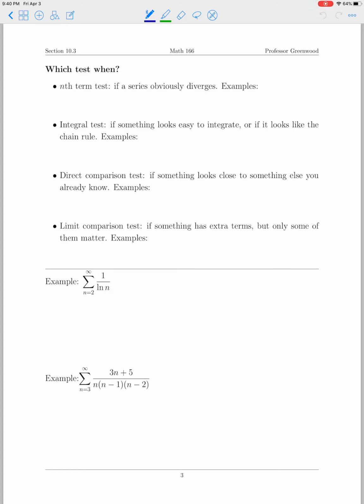At this point, we've seen a bunch of different tests to tell whether or not a series converges or diverges. And the question is, how do you know which test to use when you're faced with a particular problem? And so I want to go through a couple examples of how you might choose which test is appropriate.